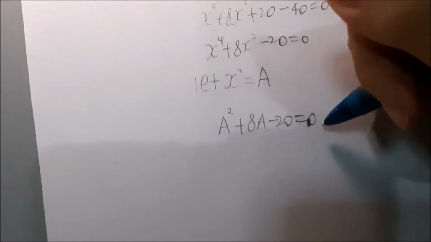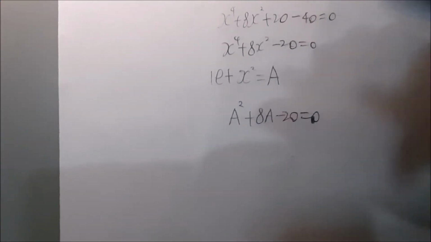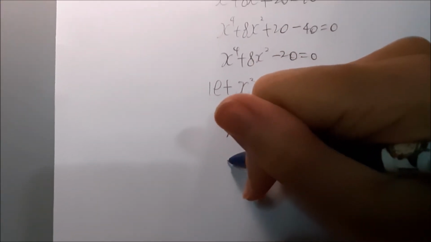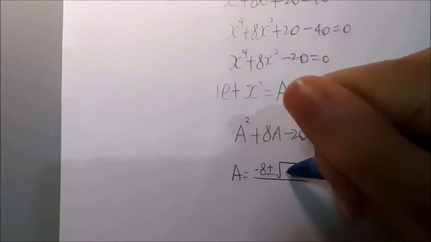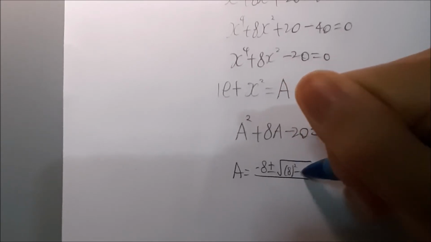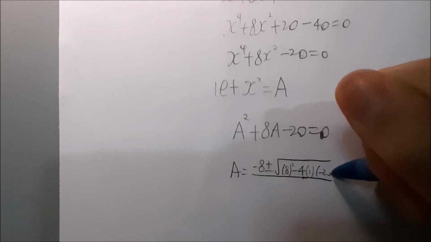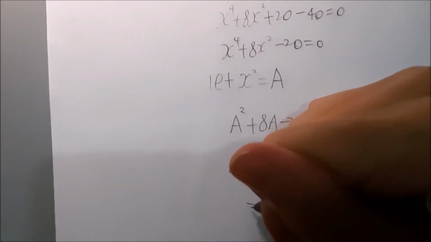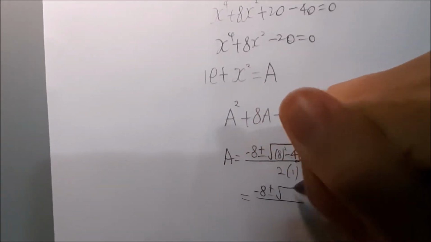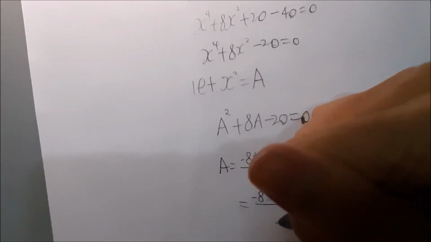And as you can see, this becomes a quadratic equation, or you can simplify it by using the quadratic formula, which is a equals minus b plus minus square root of b squared minus 4 times 1 times c, which is minus 20, and then it's 2 times 1. So and then if you simplify this, it becomes like that.